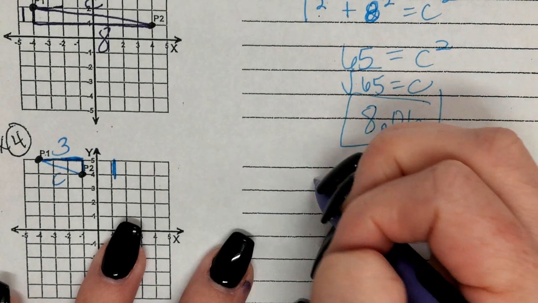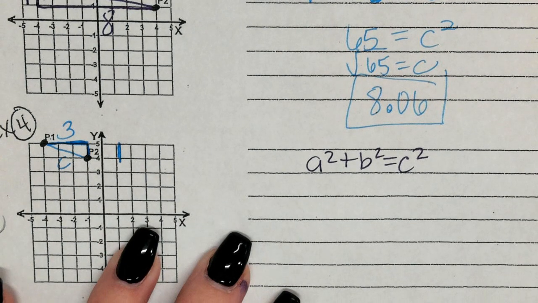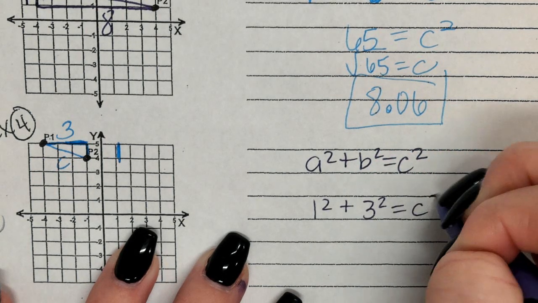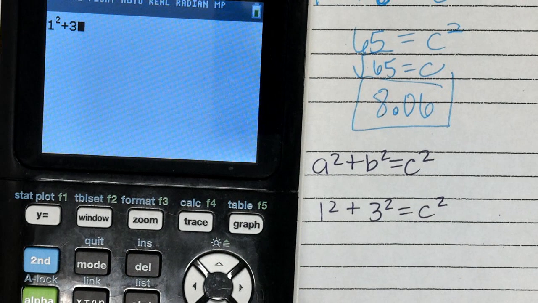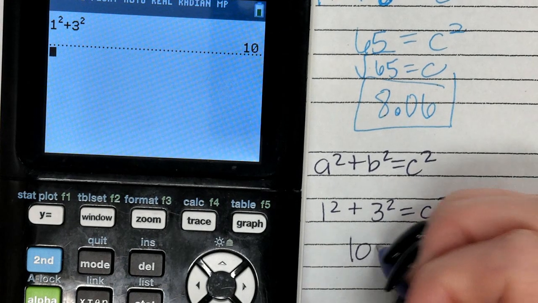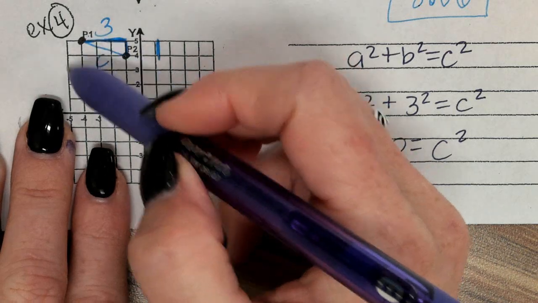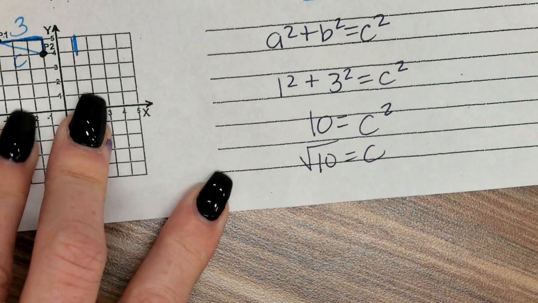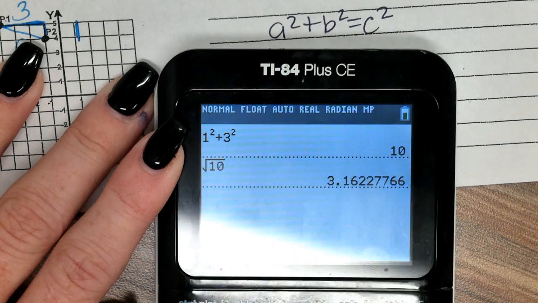So I'm going to do A squared plus B squared equals C squared. I'm going to fill in these numbers. Doesn't matter which one's A or B. So 1 squared plus 3 squared equals C squared, which is 10. Remember, that is not the answer. That's the area of the square that's attached, so you have to square root it. And the square root of 10 is 3.16 if we round.